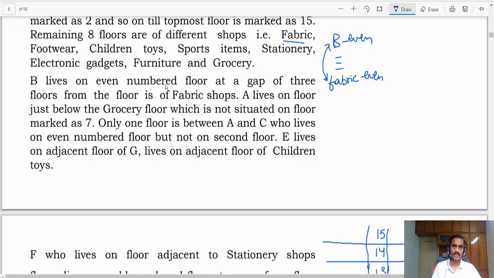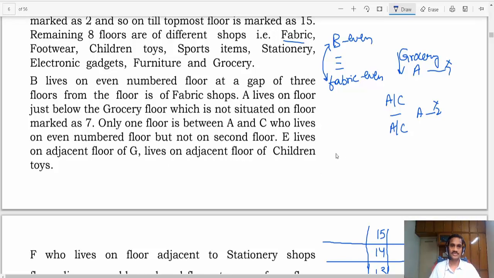And next one, A lives on a floor just below grocery. Grocery ki just below evarunnaro cheppandi? A is just below grocery, and which is not on 7, and 7th floor lo aithe ledu anna. Only one floor is between A and C. A ki C ki madhyalo there is exactly one floor, but not on second floor. A is not on the second floor. A second floor is ruled out.